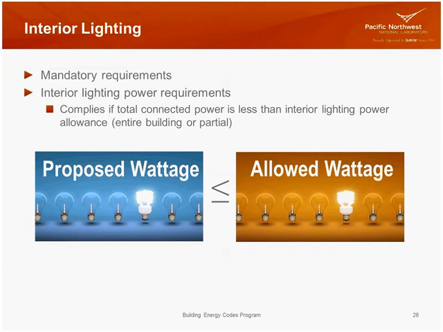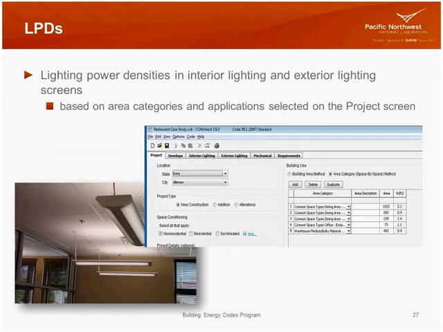So interior lighting. I talked about mandatory requirements and interior lighting power requirements. And again, you are looking at proposed wattage versus allowed wattage. So as you're going through and you're defining all of your building types, and here's an example.